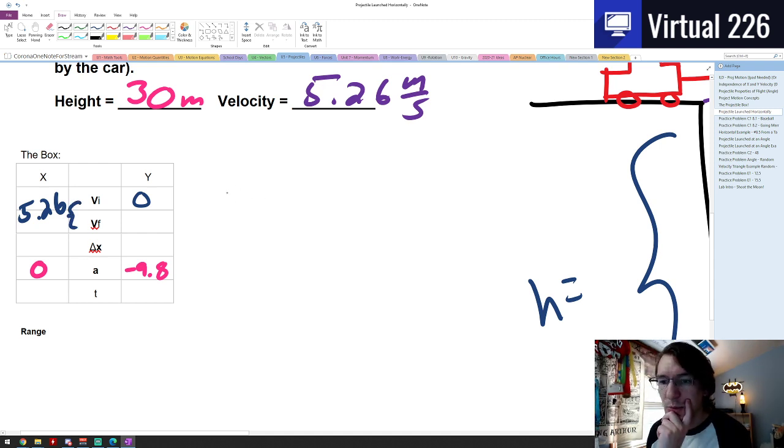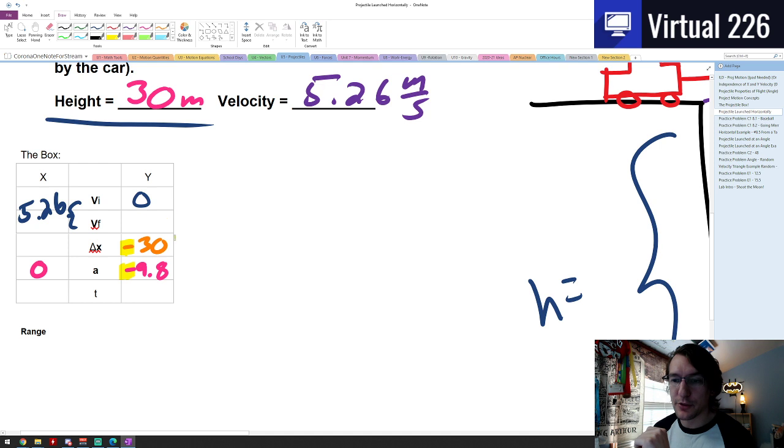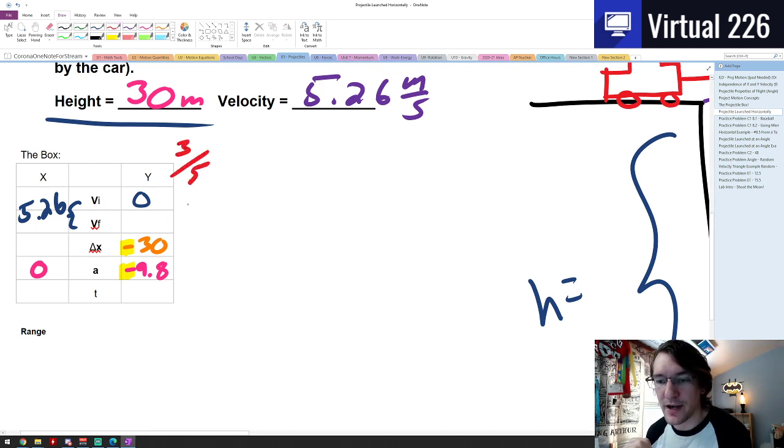What else do we know? We know the car is going to fall from a height of 30 meters, so we can say that our displacement in the y direction is 30 meters, and be careful, it fell. It's a negative. Okay, so we're calling down the negative direction here. And since I've got 3 things on this right side of the box, I've got 3 out of the 5, I could go ahead and use my best friend.